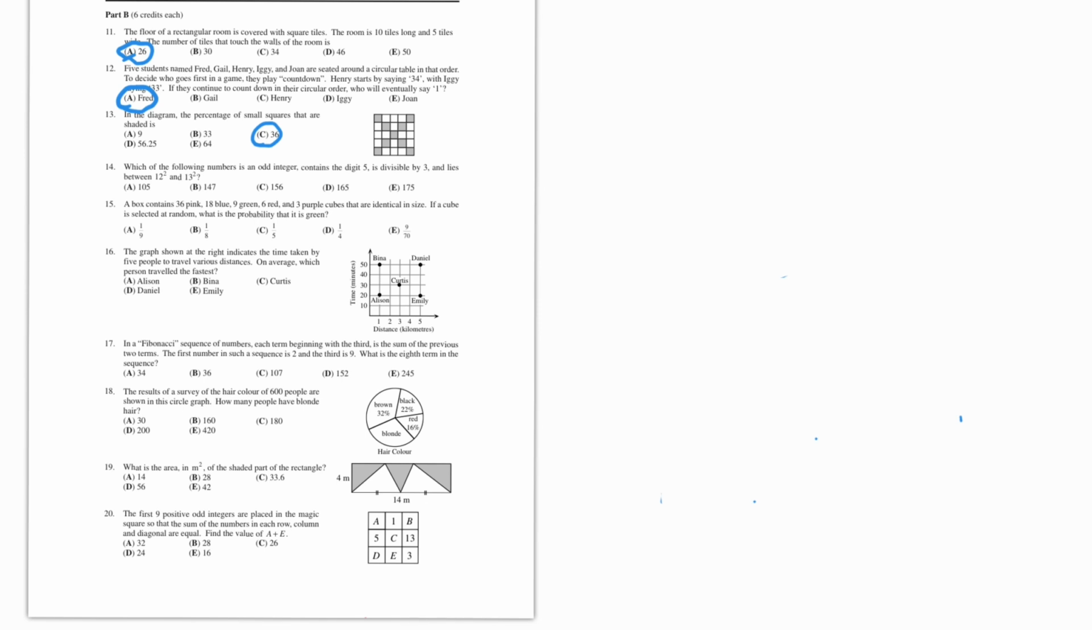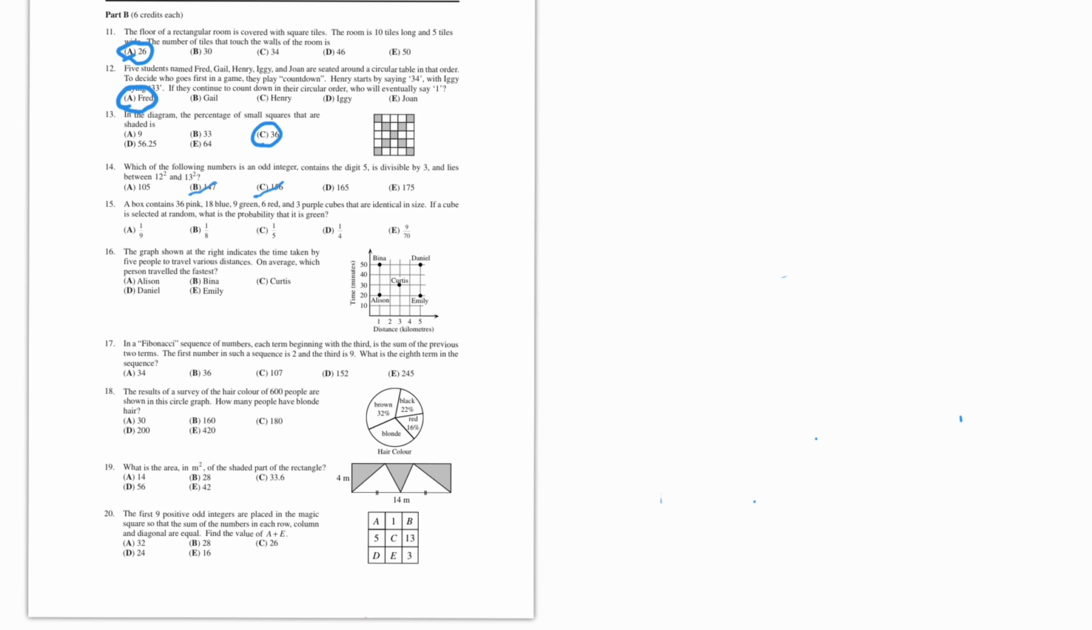Number 14. Which of the following numbers is an odd integer, contains the digit 5, is divisible by 3, and lies between 12 squared and 13 squared? First is the odd integer. So A, B, C, D, E, only C is not odd, so cross out C. And contains digit 5: number B does not contain digit 5.